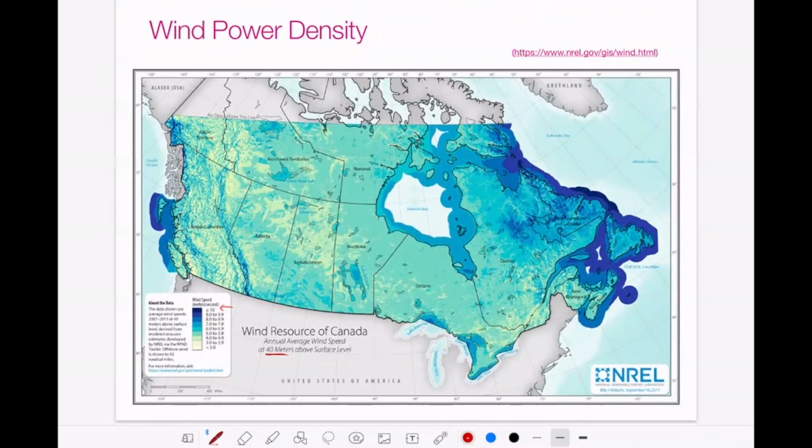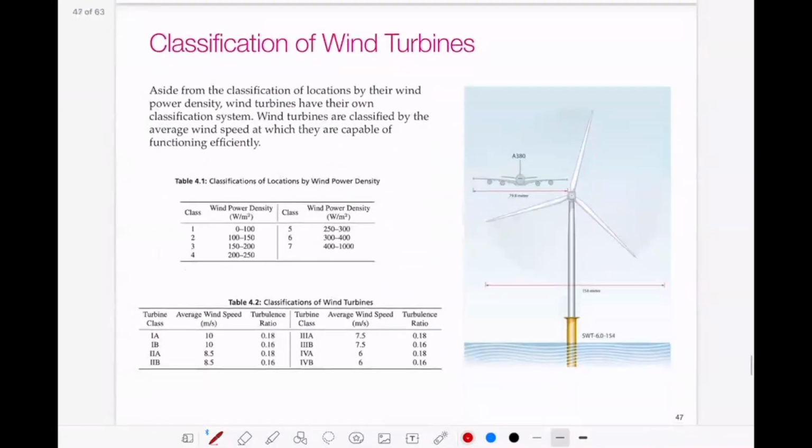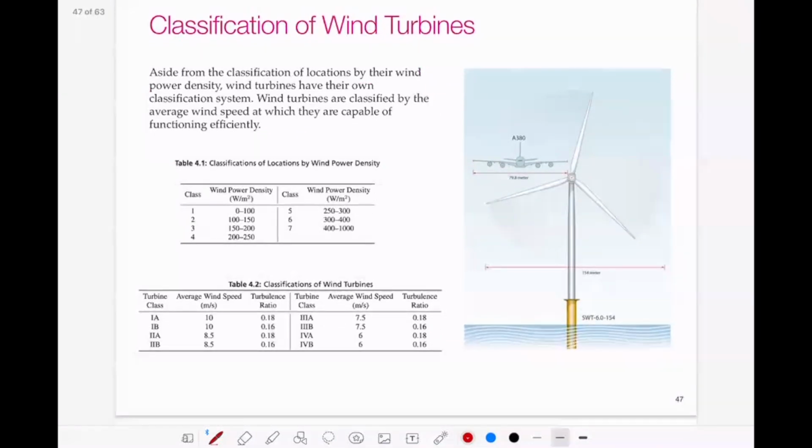So if we wanted to understand feasibility, we would first look at these wind charts and try to find a good location to do our feasibility analysis on. After that, we would look at classifications of wind turbines. Aside from the classification of locations by their wind power density, wind turbines have their own classification system. They're classified by the average wind speed at which they're capable of functioning efficiently.